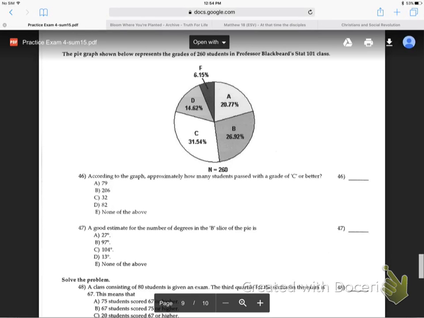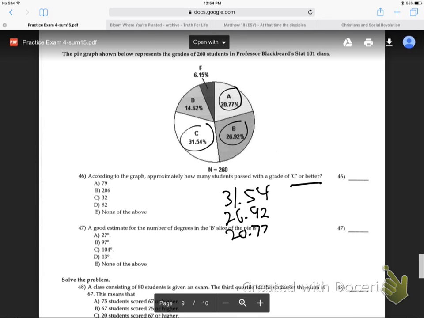According to the graph, how many students got a C or better? Careful, it's not just C, it's C or better. So that's C, B, or A. That's them, and them, isn't it? So that's 31.54, 26.92, and was that 20.77? Got to add those up. 79.23. Thank you. 79.23%.